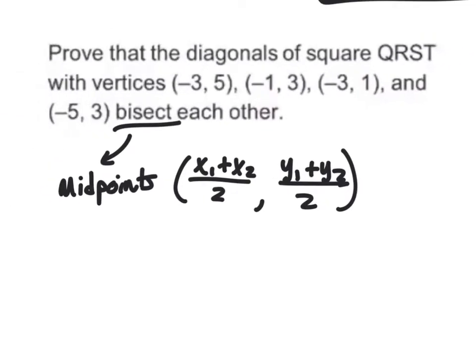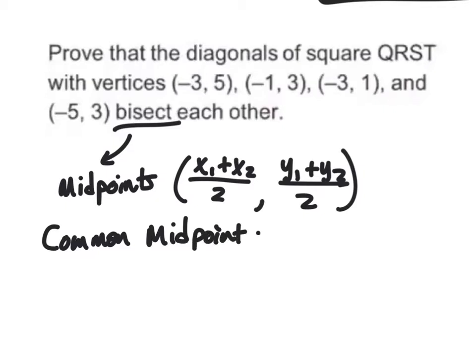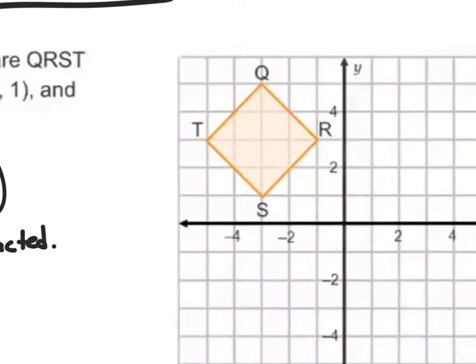And so if we get a common midpoint, that means that they bisect each other. They're bisected. Now, that's all that we're asked to do: prove that the diagonals of the square with these vertices bisect each other. And so let's go ahead and do that. Let's take a look at QS.